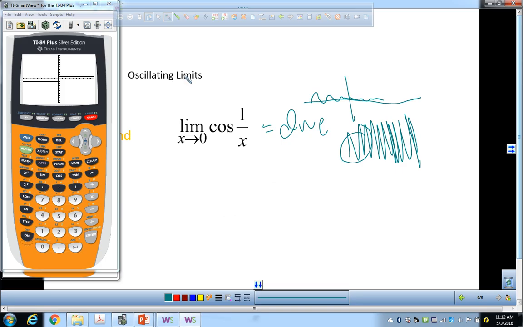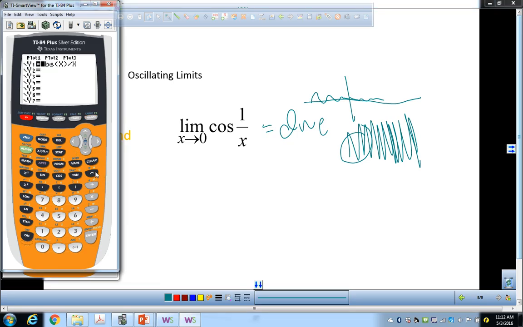So watch this. If I graph y equals cosine of 1 divided by x, and I go to mode, am I in radian mode? I'm in radian mode, and I'm going to go zoom 6. I'm just going to graph this, okay? And it looks like it's about -1 or something like that, right? But if I zoom in, watch, this is kind of cool. Zoom in.